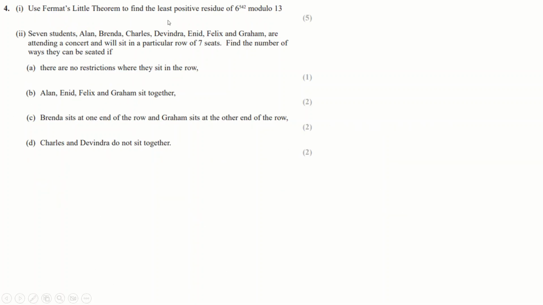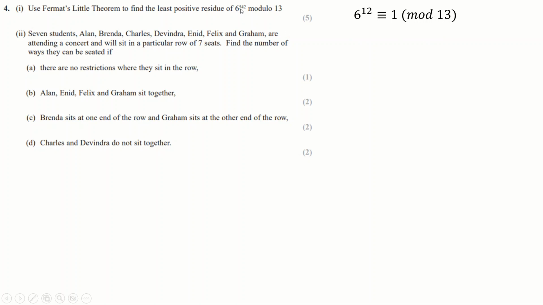Use Fermat's little theorem. So what is Fermat's little theorem? It says any number to the power p minus 1 is congruent to 1 mod p, where p is a prime number. So if you've got 13, which is prime, any number, in this case 6, because that's the number there, to the power of 12 is congruent to 1 mod 13. This just has to be 1 less than that.